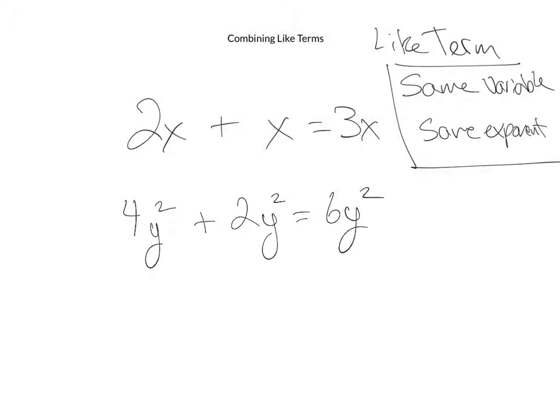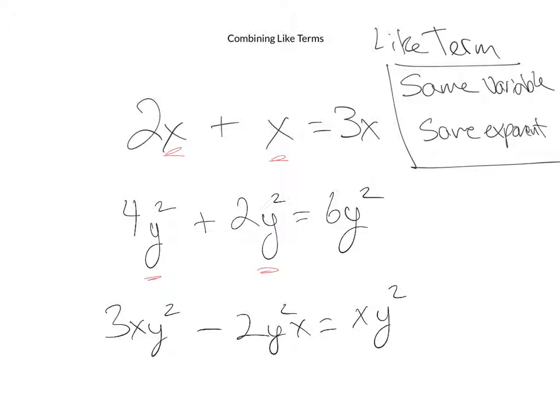And they're like terms again because, remember, same variable, same exponent. It doesn't have to be one variable. It can be more than one variable. 3xy squared minus 2y squared x equals xy squared. Notice here I've changed the order, right? I have the x and then the y squared. Here I have the y squared and then the x. That doesn't matter. It's only same variable, same exponent. Nothing about them being in the same order necessarily. So that still is considered like terms that we can combine.